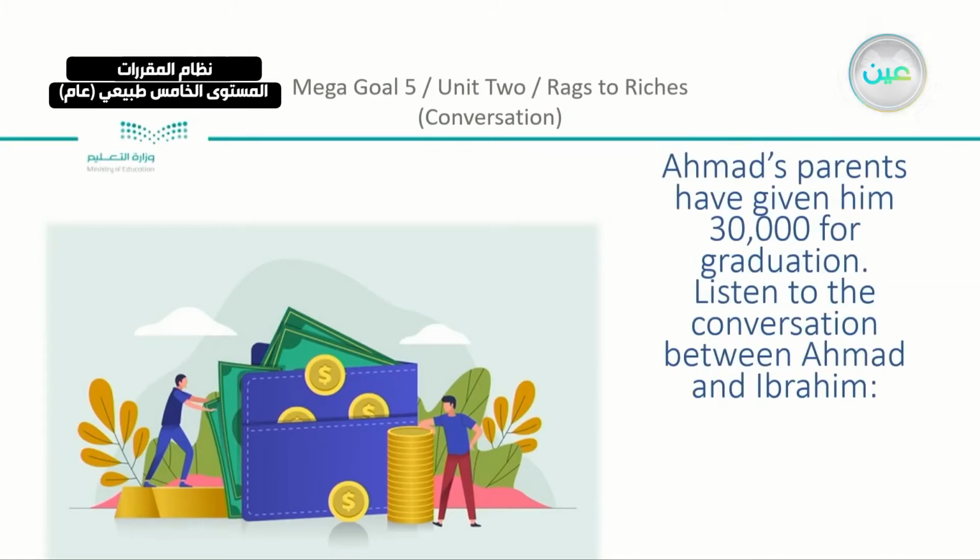Ahmed's parents have given him 30,000 for graduation. Listen to the conversation between Ahmed and Ibrahim. So just listen. Ahmed has the money. We're going to see what Ahmed has in mind.